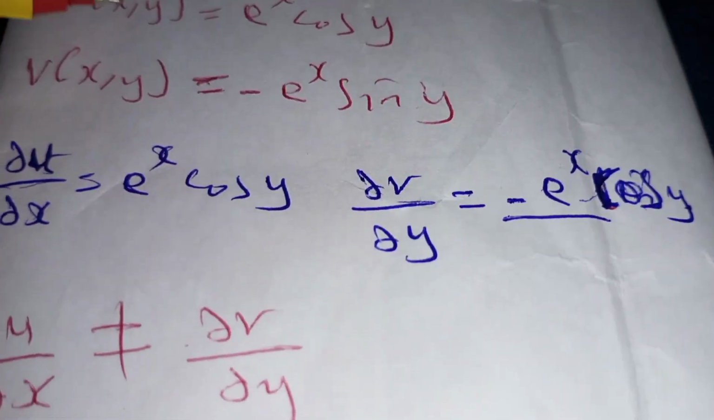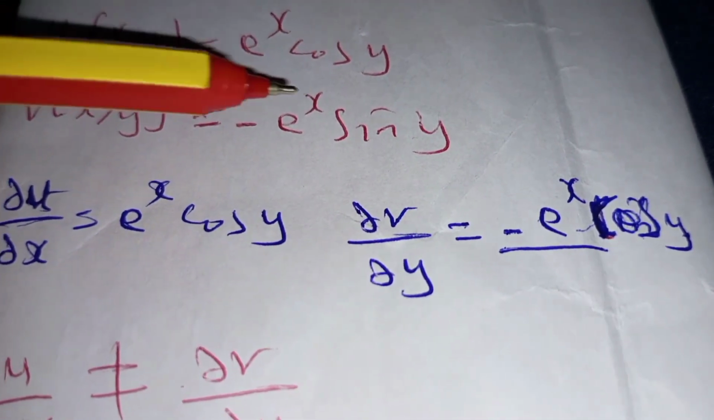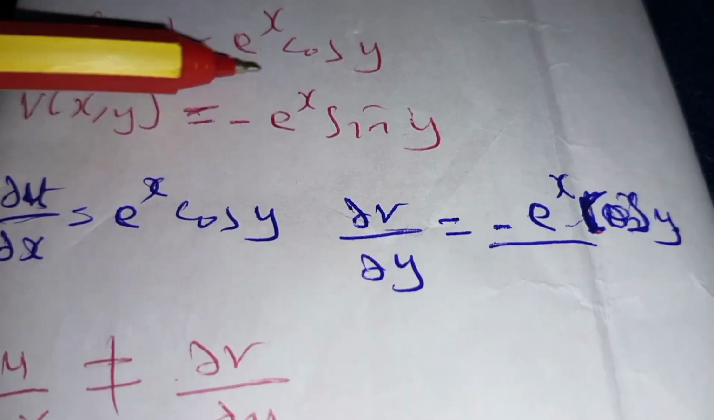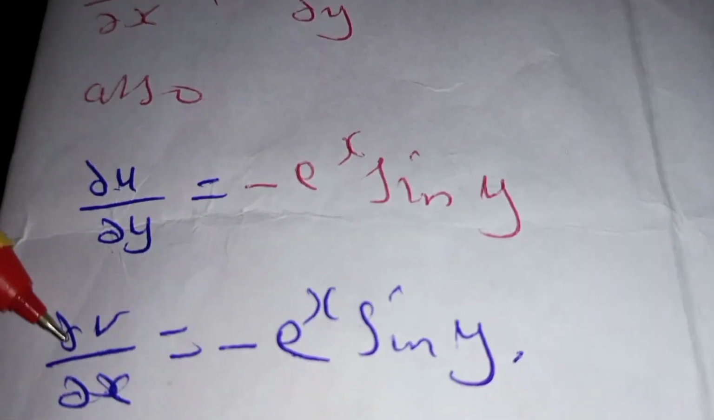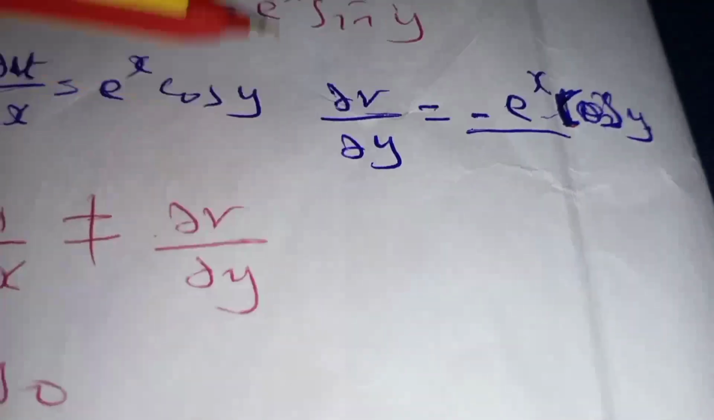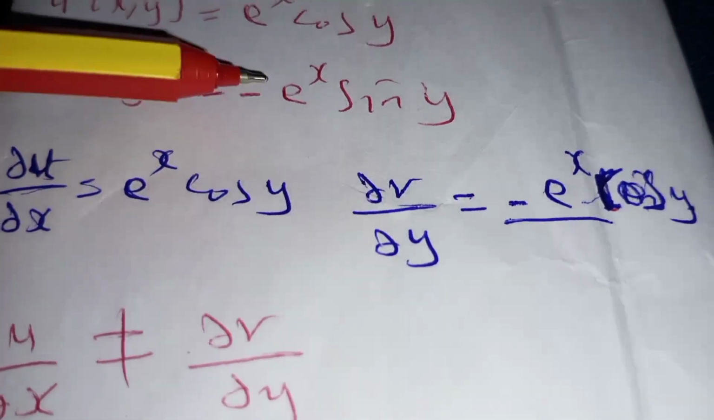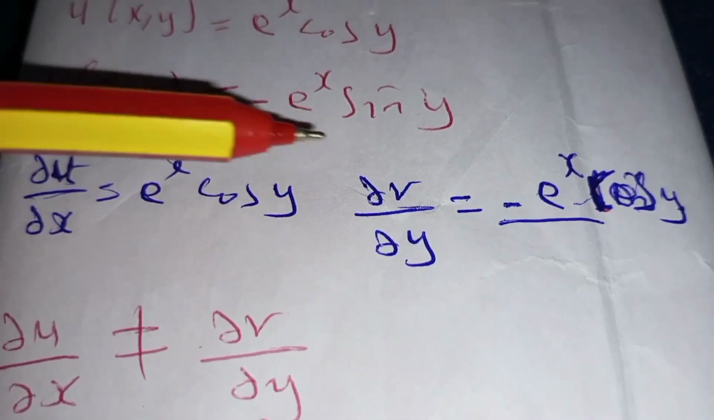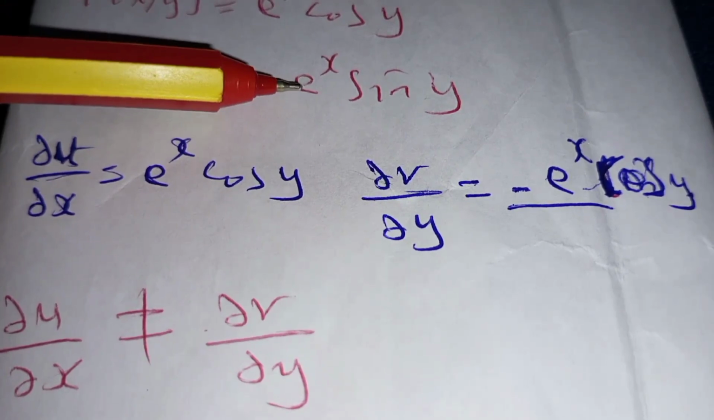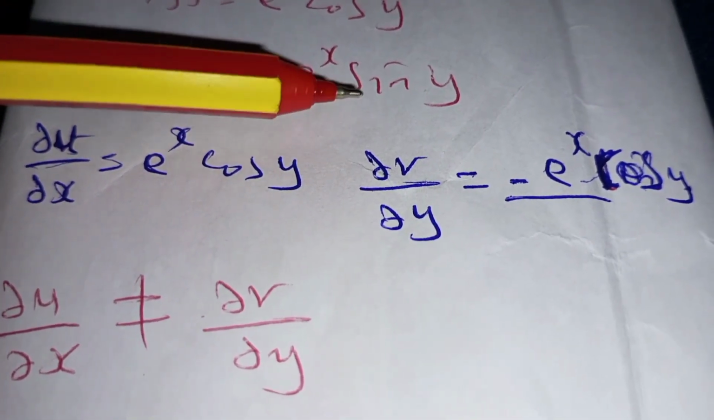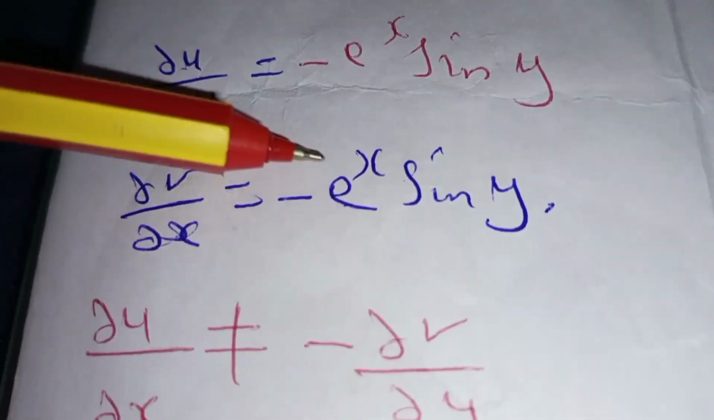Also, we take the partial derivative of function u with respect to y, whereby now we differentiate cos of y with respect to y, which is negative sin y multiplied by exponential x, and the result will be negative exponential x multiplied by sine of y. Finally, we obtain partial derivative of function v with respect to x, and as you can clearly see here, our function v is this one. When we differentiate this function with respect to x, exponential x differentiated with respect to x is exponential x, multiplied by sine of y. And when we do that, the result is negative exponential x sine of y.